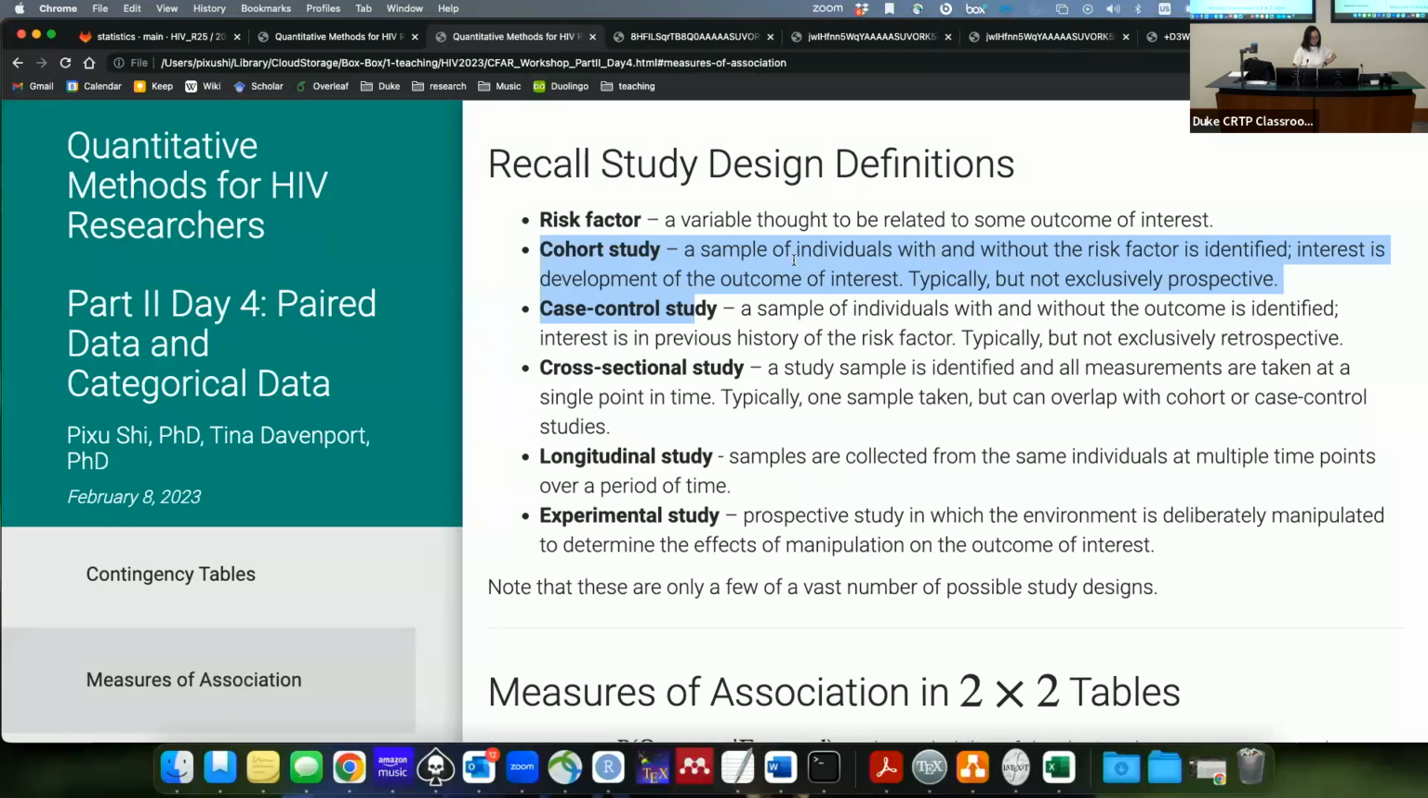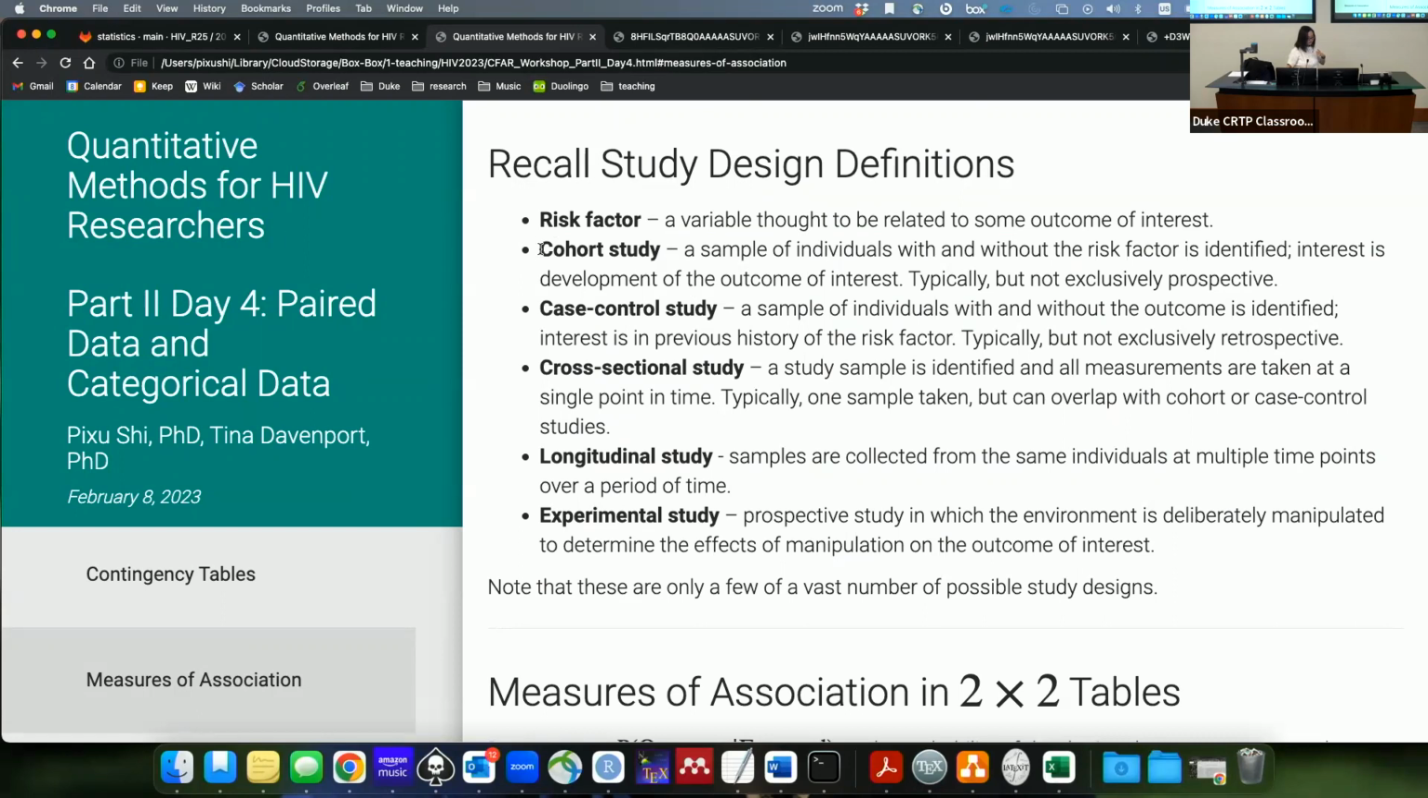You are able to have samples with and without the risk factor identified, and you want to see if the outcome developed for each of the exposed groups. For case control studies, it's mostly retrospective. You already have a set of samples, and you want to see if the distribution of the risk factor is different or not between certain outcomes.